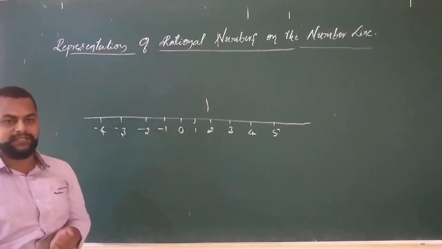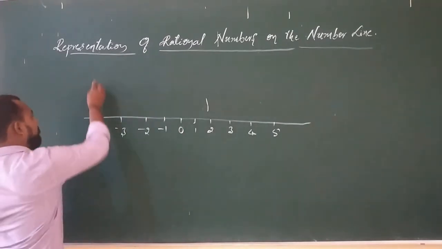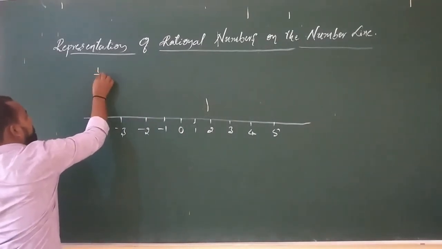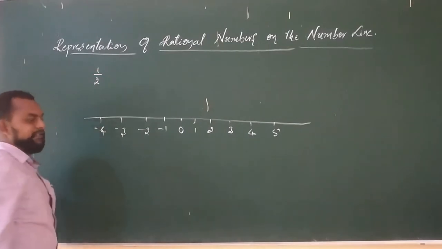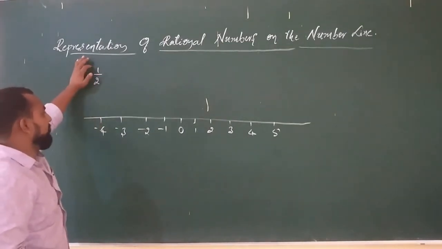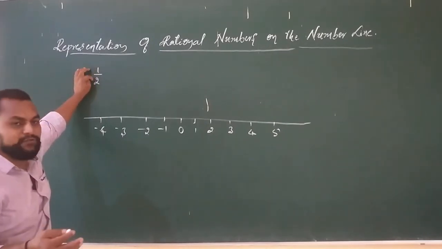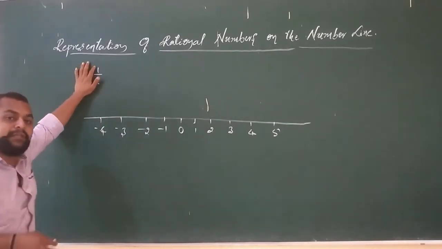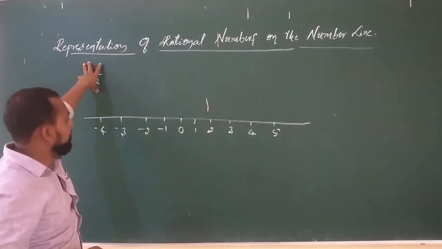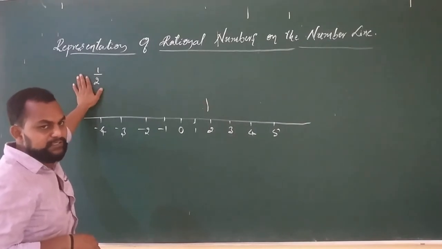Rational numbers are in the form p by q. Take an example, 1 by 2. Here 1 by 2 is a rational number, where 1 is in the place of p and 2 is in the place of q.